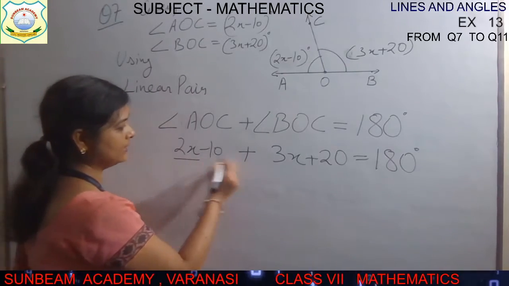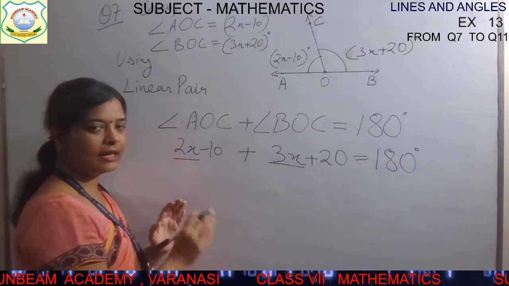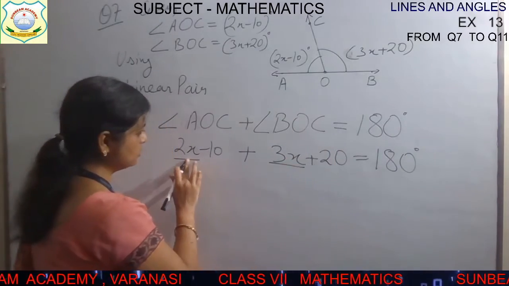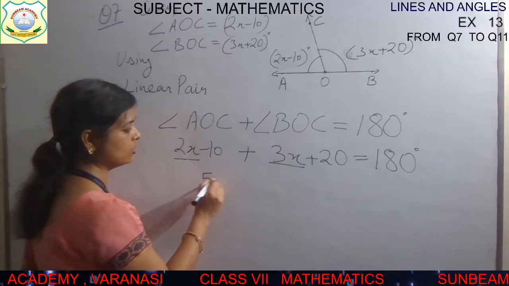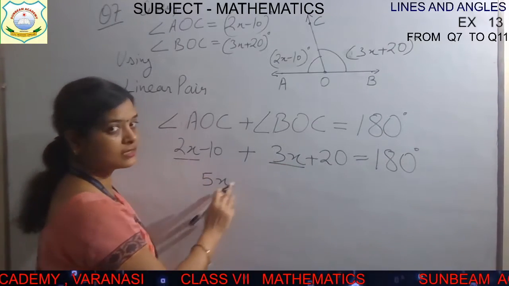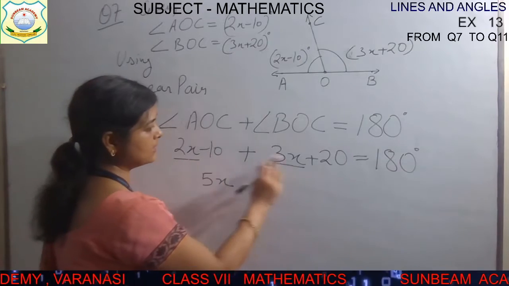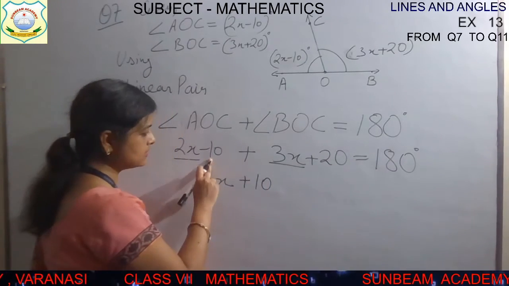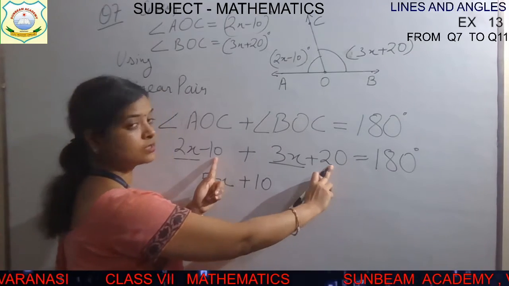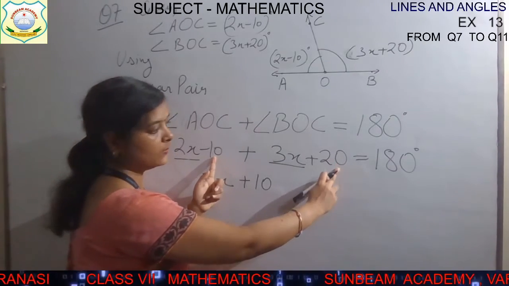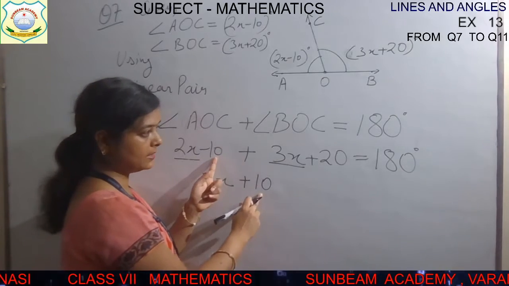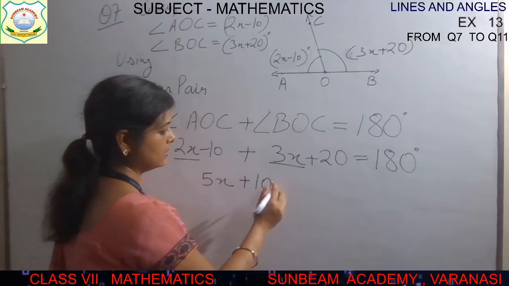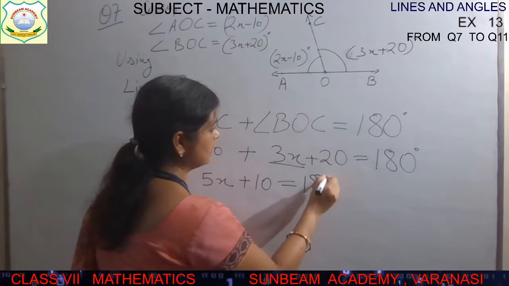Collect the x terms on one side and the constant terms on the other side. So 2x plus 3x, I am directly solving, children. 2x plus 3x is 5x. Minus 10 plus 20 will become plus 10. First of all, solve these two: minus 10 plus 20. 20 minus 10, the answer will be 10, and the sign of the bigger number is positive. So plus 10 is equal to 180.